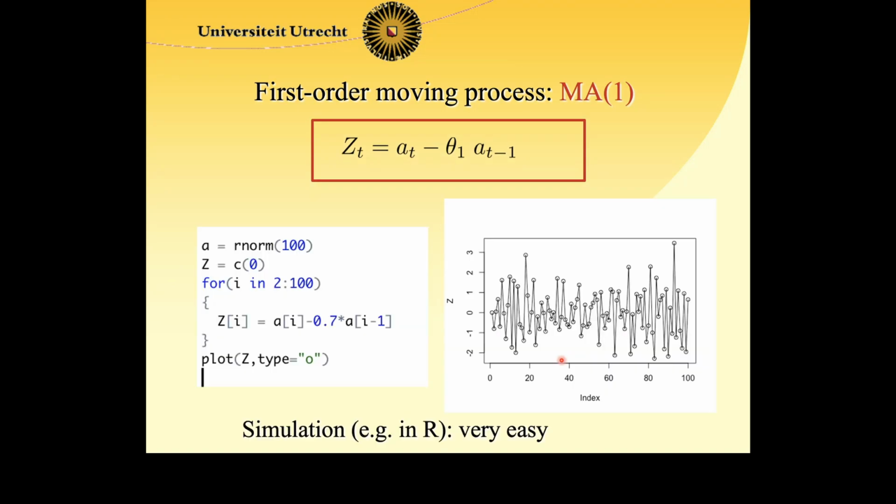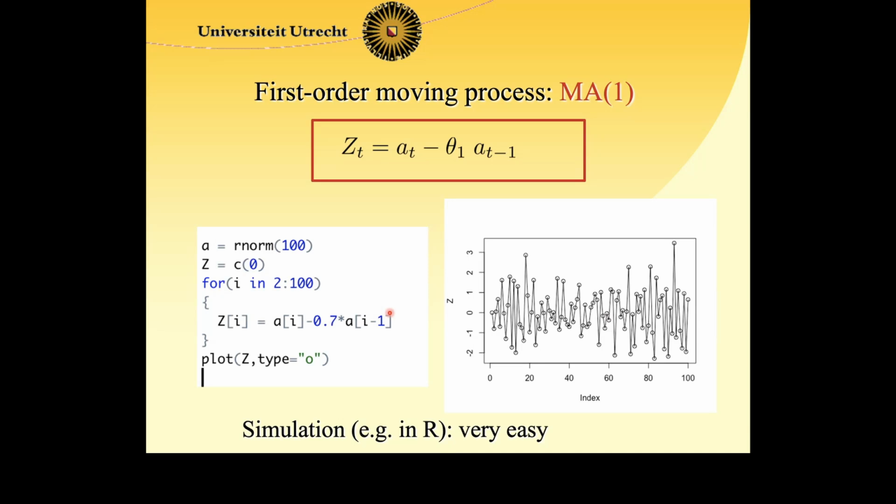Now this can easily be simulated again with R. So we create a vector of length 100 of standard Gaussian noise. We take the initial value Z equal to 0, and then we loop over i from 2 to 100, and then Zi is the noise at i minus the moving average parameter times the noise at the previous time step. And we plot it, and here we are again. Easy.